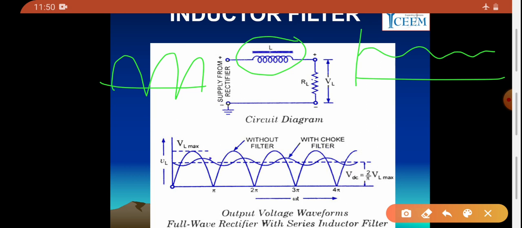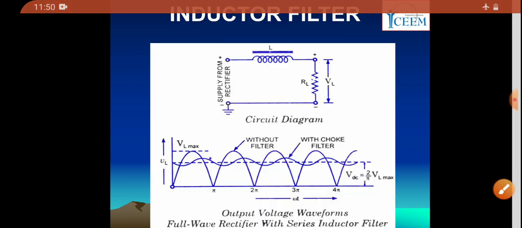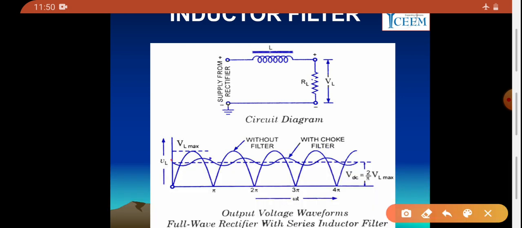So here this is the input signal applied to the filter, which is shown in green line, or you can say it is shown with the blue line. And now I will show the waveform of the filter which is in the red color. Okay, here it is shown. That waveform is with filter, and blue colored is without filter.